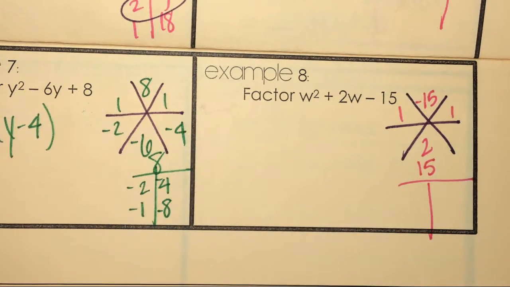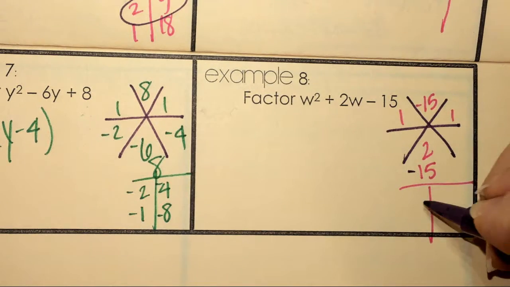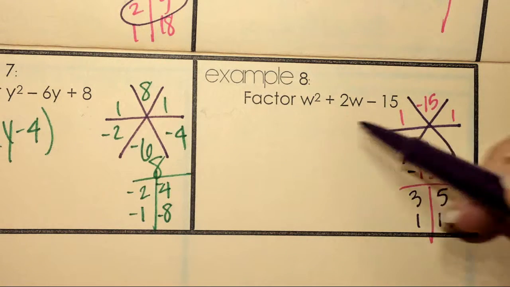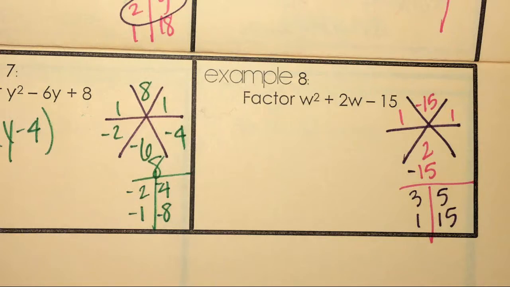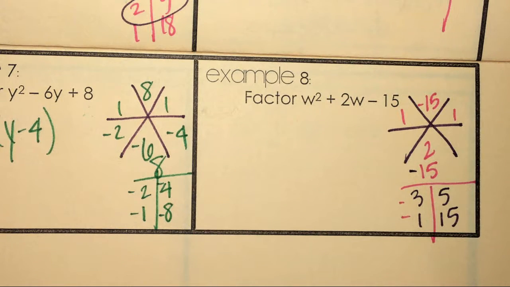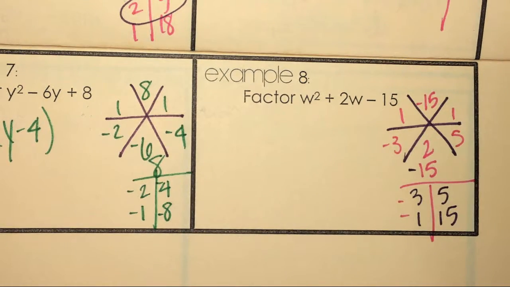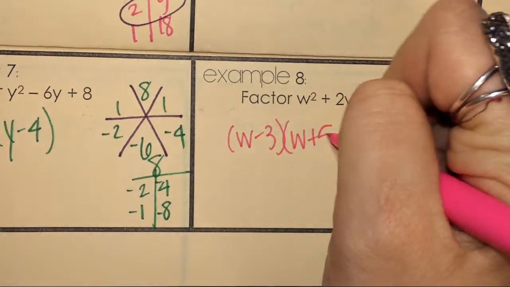Negative. Good. Now, list for me, let's not worry about the fact that 15 is negative. Just list for me the multiples of 15. 3 and 5. 1 and 15. Okay. Now, the big one is going to be what? Is it going to be positive or negative? Positive. So our small number is going to be negative. Negative 3 and 5. Now, negative 3 and 5 add up to give us positive 2. So what goes in our parentheses? W minus 3. W plus 5. Good. W minus 3 and W plus 5.